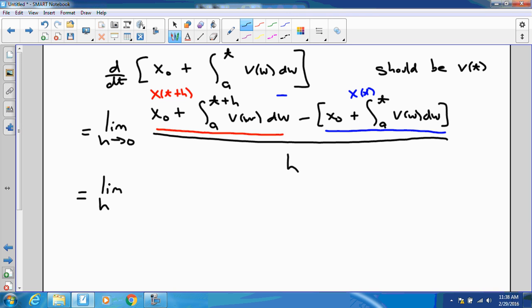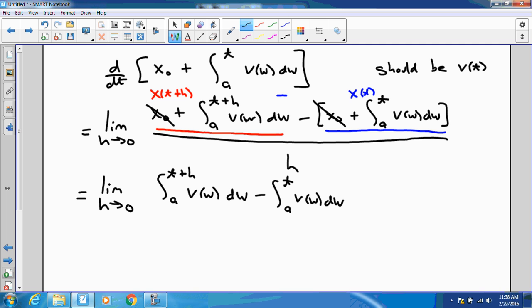Well, I do notice one nice thing early on. What one nice thing do you see that will let me simplify a little bit? The x zeros go away, meaning that the derivative of a constant is 0. Oh yeah, I knew that. The next thing that I see is that I can write this like so. Minus the integral from a to t of v of w dw, like that.